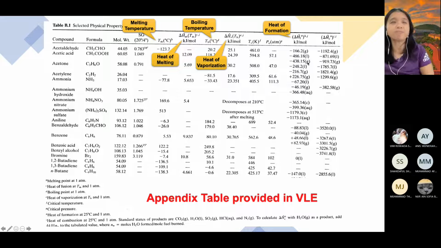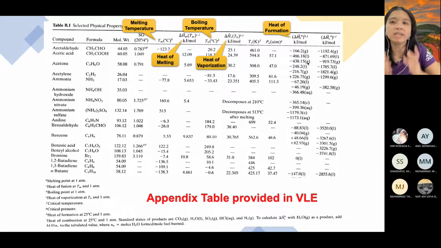Okay, and don't forget, bila kamu guna heat formation ni bermaksud ia pada 25 Celsius 1 atm. Kalau kamu tengok pada internet, okay, katakan because this appendix table is 25 Celsius 1 atm. If you use from other reference book or from the internet, dia tak semestinya pada 25 Celsius 1 atm.